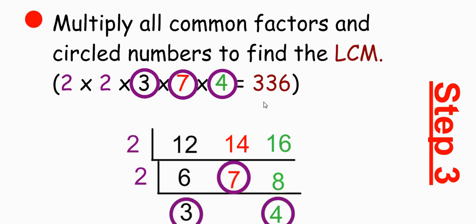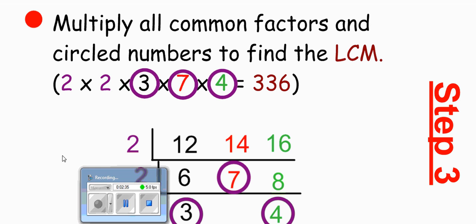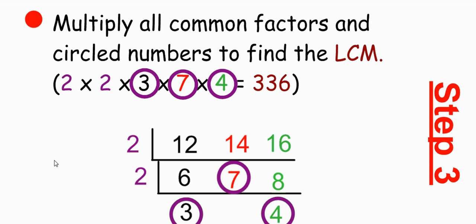Could you imagine using the listing method to get a least common multiple of 336? And that is why using the division ladder method is probably the best method for a more complex problem involving multiple numbers.